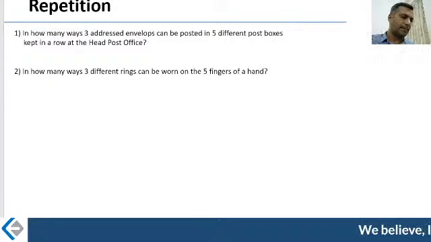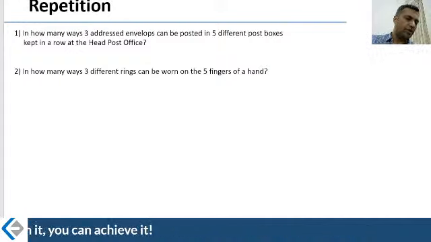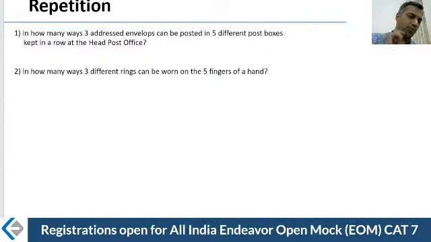Let's go further. Let's do one more. Let's explore one or two concepts, then we will close it. Maybe another two concepts if you have 10 minutes. Okay. In how many ways can 3 addressed envelopes be posted in 5 different post boxes kept in a row at the head post office?